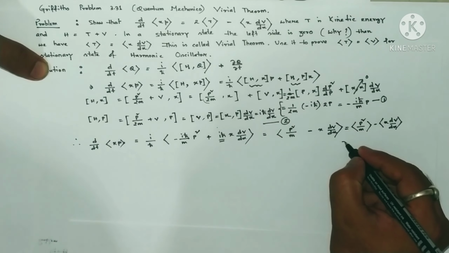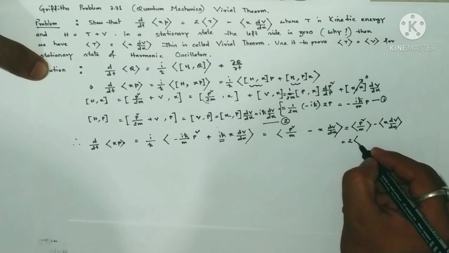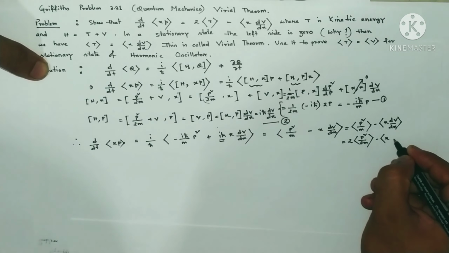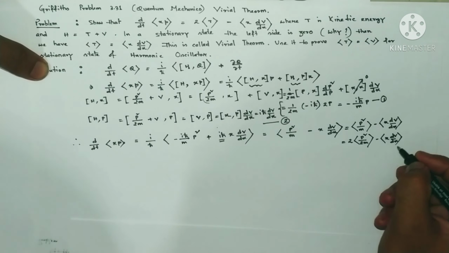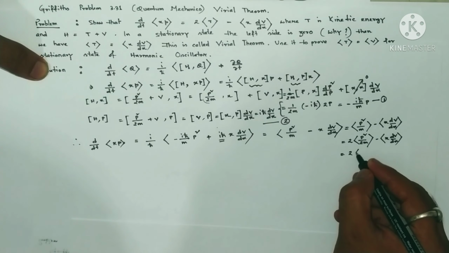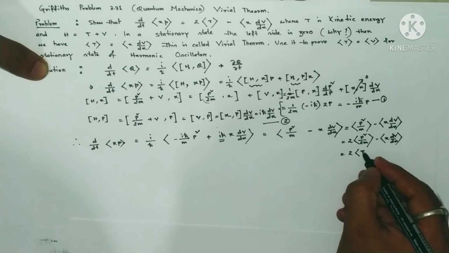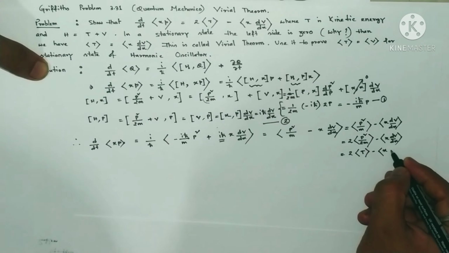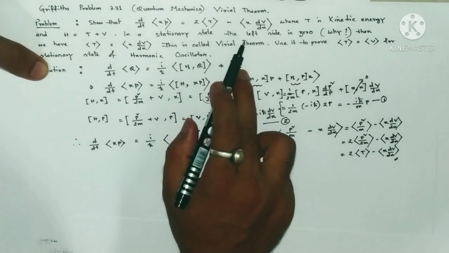So ultimately, if you multiply by 2, I can write this as 2 times p square by 2m minus x dv dx. Or we can write 2 times the kinetic energy, p square by 2m, minus x dv dx. So we have already shown this.